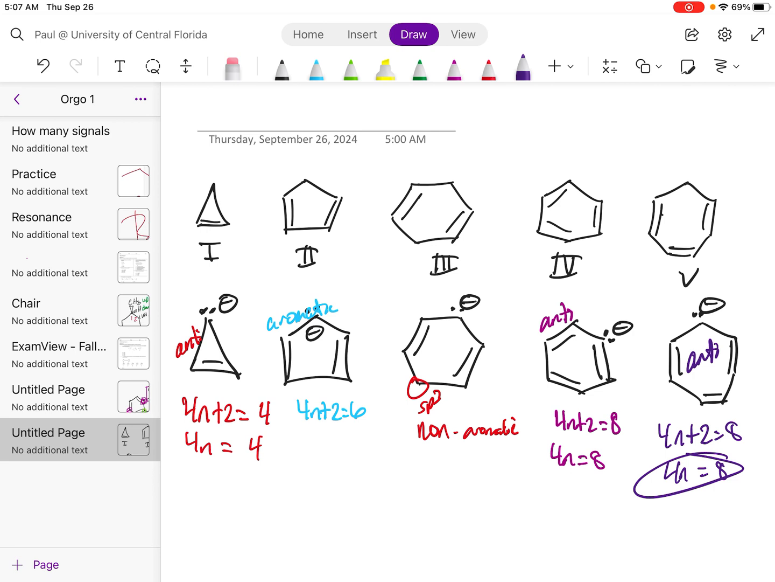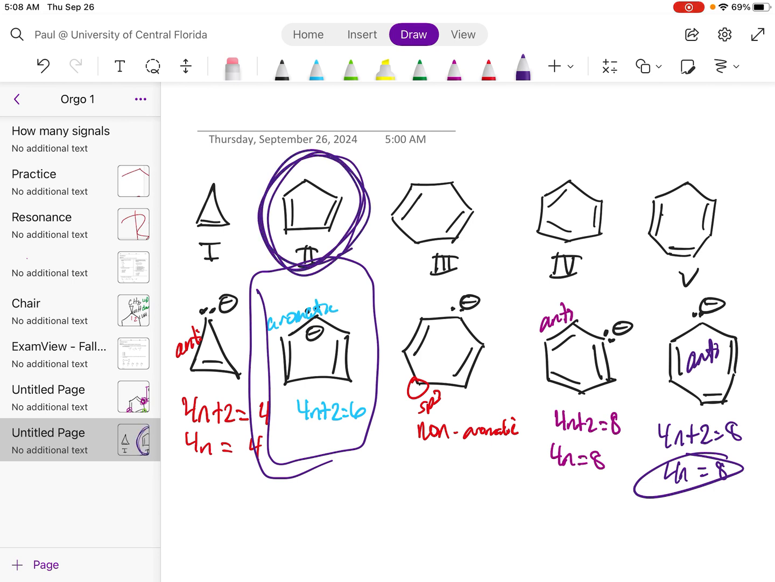So based off of that analysis, you can see that we only have one conjugate base that is aromatic. And so that would be the most stable conjugate base amongst the 5, making this guy the strongest acid.